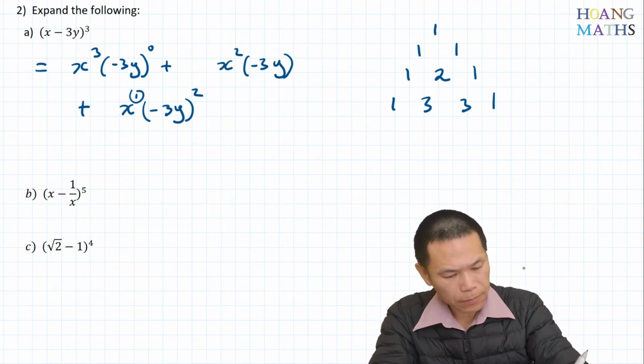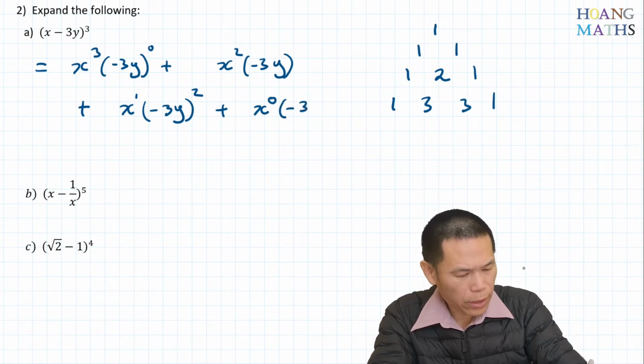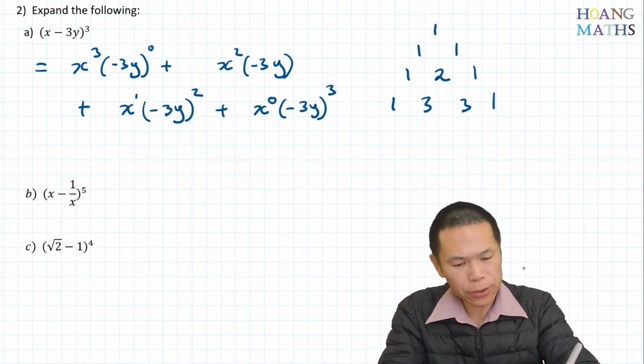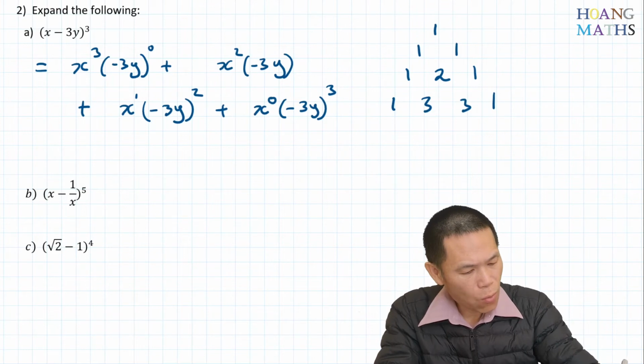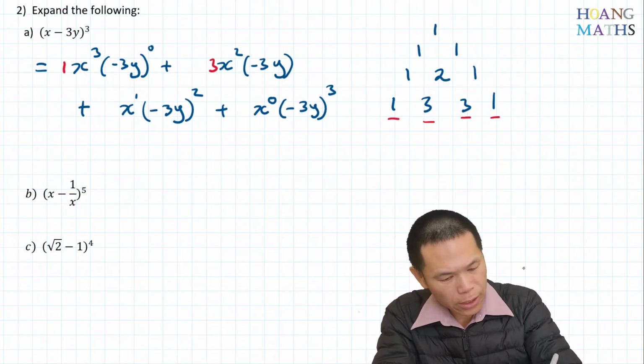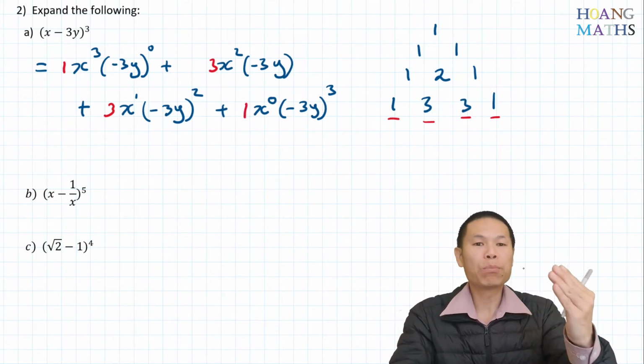Keep that in mind. So now we add x to the power 0, and then negative 3y to the power 3. There you go. So now we just write down the coefficients. So the coefficients are 1, 3, 3, 1. So just write 1, 3, 3, 1. Then we just simplify them.